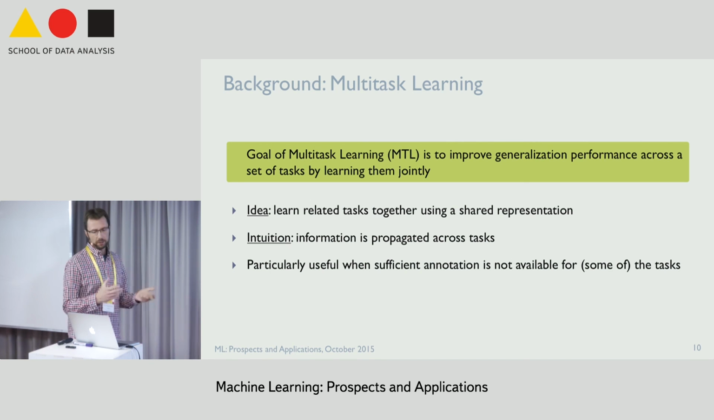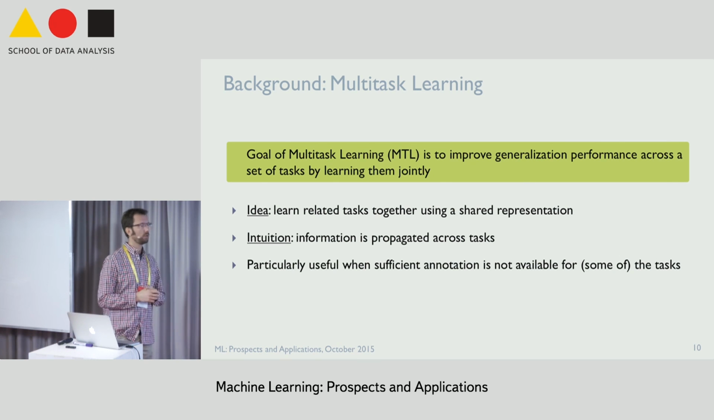So generally speaking, the goal of multitask learning is to improve generalization performance across a set of tasks by learning them jointly. And the idea is, as you learn them jointly, you share a representation. The intuition there is that you let the information propagate across multiple tasks. So for tasks for which you have no or little annotated data, you get benefit from related learning tasks.